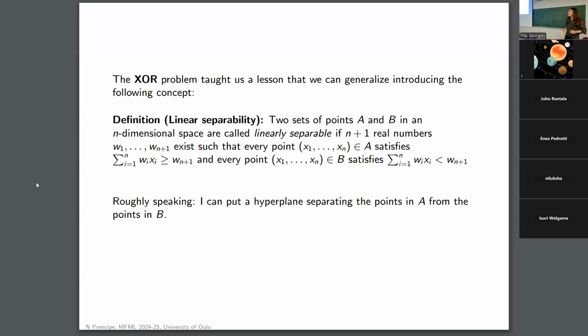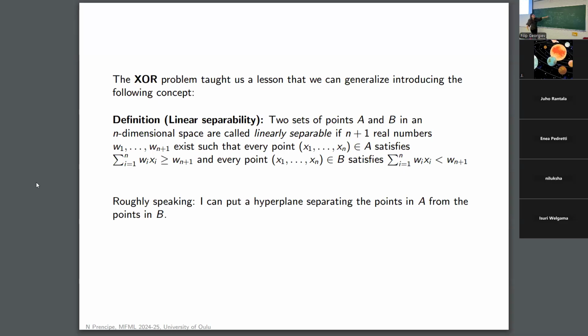So what the XOR taught us, and how can we generalize this? Because I did this with 2 variables, can we do it in general? That's always the question. We have to propose a concept to tell if a set of inputs is linearly separable or not. Because the problem of the XOR is that we could not separate those 2 ones from those 2 zeros, right? We couldn't find a line.